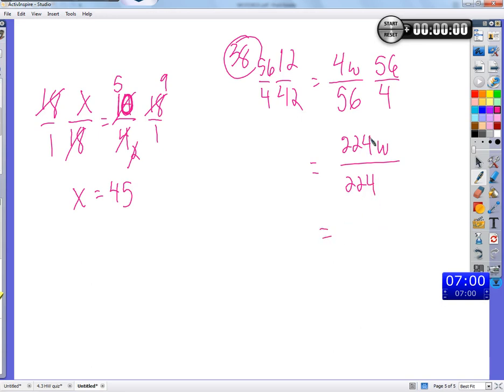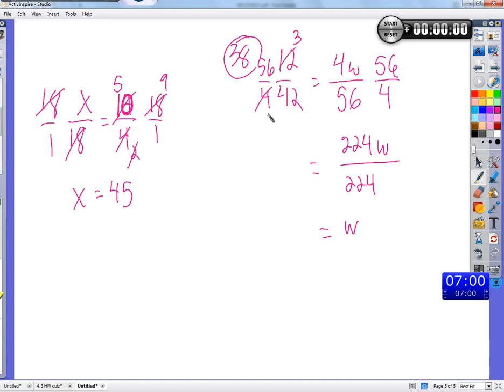Well, does 224 cancel this 224? Yeah. Why? They're the same number. 224 divided by 224 is 1. Yes, that's why. 224 divided by 224 is 1. Right? And so that's 1 times W, that's W. Well, we should definitely do that on the other side because it got us W by itself on this side. So that'll help us out over here.